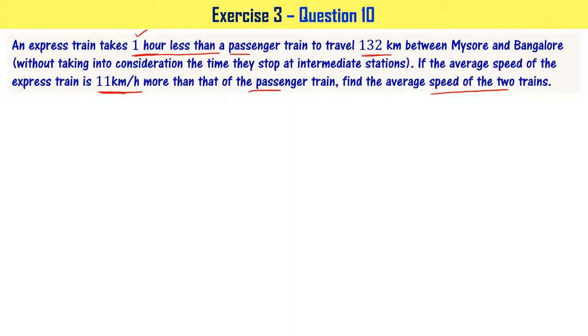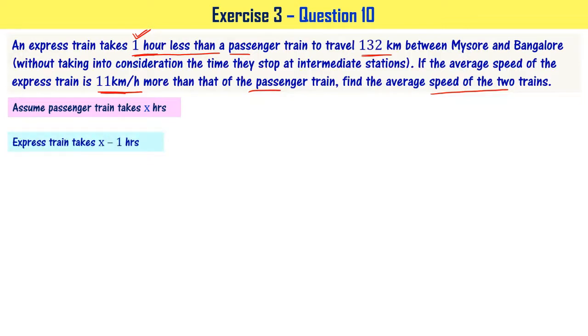To begin with, let me assume that the passenger train takes x hours. Look at the first statement. It is talking about times, right? For that reason, I am assuming the passenger train is taking x hours. If passenger train is taking x hours, the express train is going to take x minus 1 hours, right? To cover the same distance, 132 kilometers, right? We have made use of the first statement now.